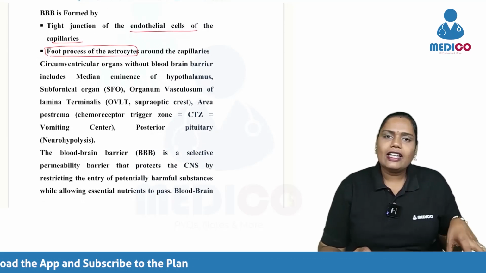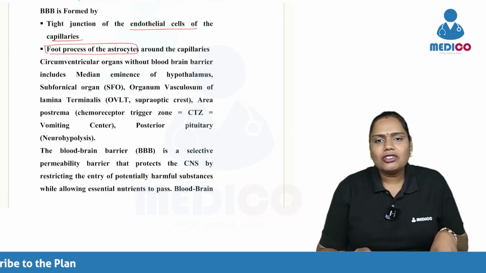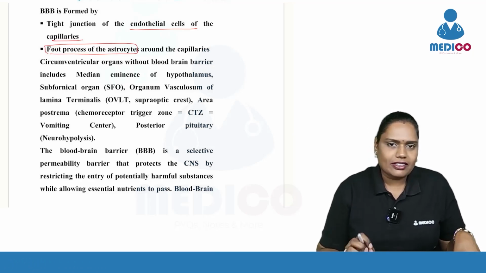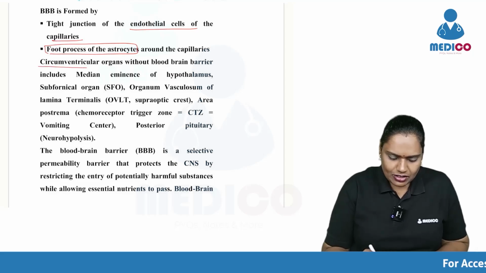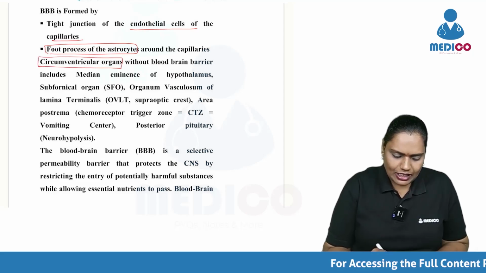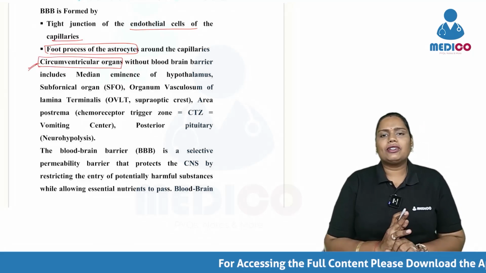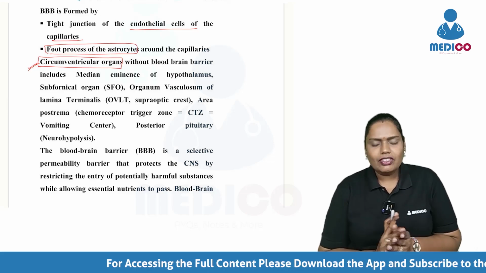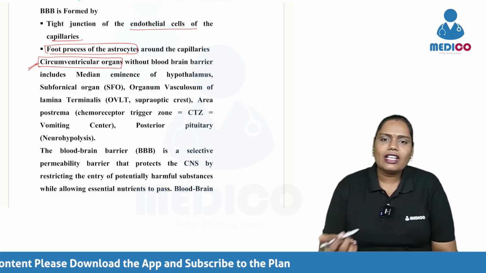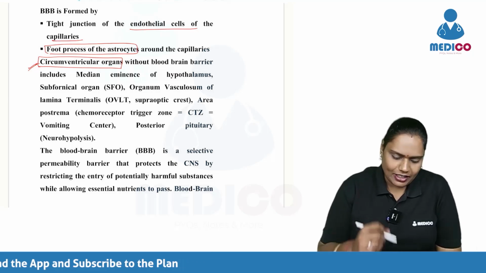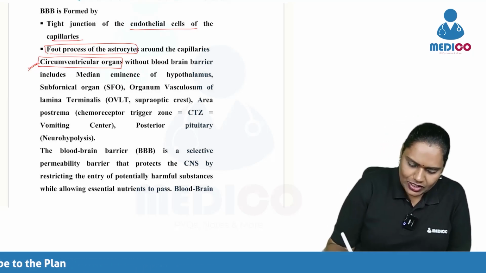There are certain areas in the brain which are naturally devoid of this blood brain barrier, which normally do not have a blood brain barrier. Those structures are collectively called circumventricular organs. So what are circumventricular organs? Those are regions in the brain which do not have a blood brain barrier. So what are those areas?